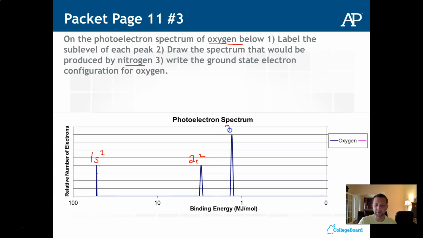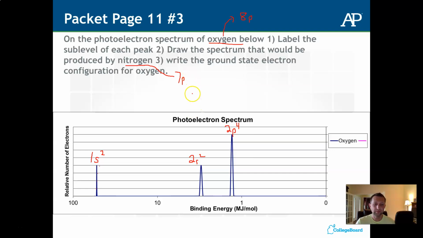So that has to be 2p4, right? And that's what oxygen does end in. It does end in 2p4. So just take note of that. The peak height here is double what we have here. Makes sense. Draw the spectrum that would be produced by nitrogen. So same as before here, oxygen has 8 protons, 8 electrons. Nitrogen is going to have 7.